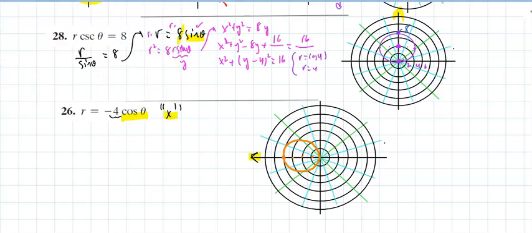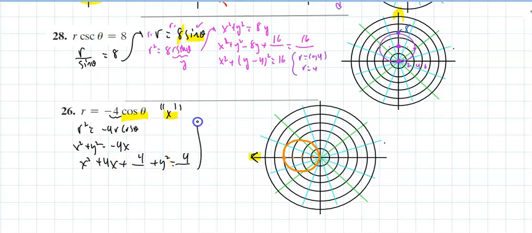And I could check if that's true by saying r squared equals negative 4r cosine theta. x squared plus y squared equals negative 4x. So x squared plus 4x plus, take half of the middle number, which is 2, and square it, and I'm getting (x plus 2) squared plus y squared equals 4. This is a circle with a center of (negative 2, 0) and a radius of 2. Well, guess what? This is a center of (negative 2, 0), and this is moving 2 in all directions. So that's really what I want to go for in the next part.